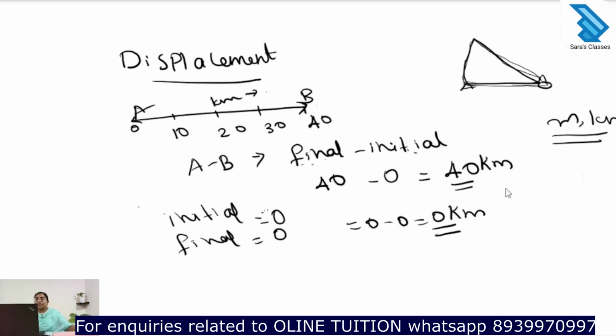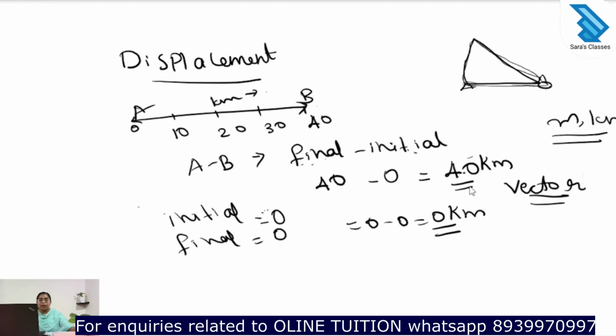Next we can see that in the case of displacement we have put an arrow mark. So in displacement we have specified the direction. So we can see that displacement is a vector quantity. What is a vector quantity? In a vector quantity, both the magnitude and the direction are specified. Such quantities are known as vector quantities. So displacement is a vector quantity.